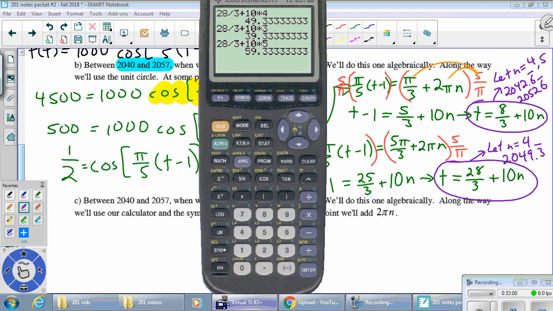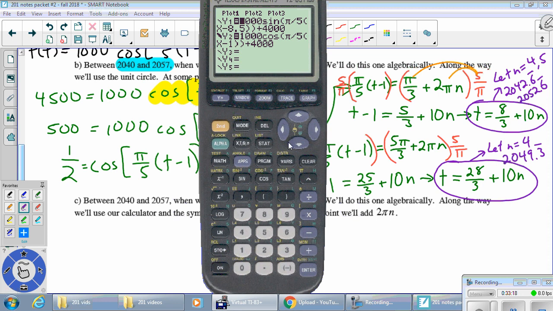So I think that's it. I think those are all the times between 2040 and 2057 when the population was exactly 4,500. And I know this video is long and we've still got a little bit left to do, but I'm going to go ahead and keep pushing here and say that we can confirm our answers here.